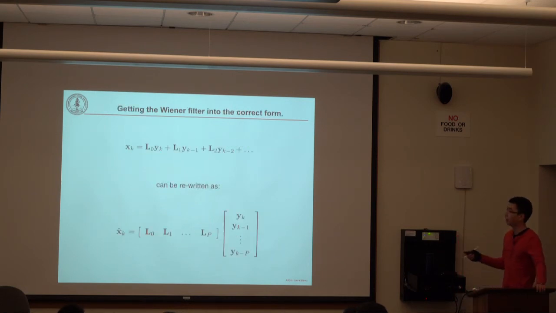And so what we'll do is we'll take this x_k equals L_0 times y_k, et cetera, and we'll write it as this matrix multiply. Right? And so this will equal L_0 times y_k, L_1 times y_(k-1), L_P times y_(k-P). So what are the dimensionalities of these two matrices? What's the dimensionality of this matrix?